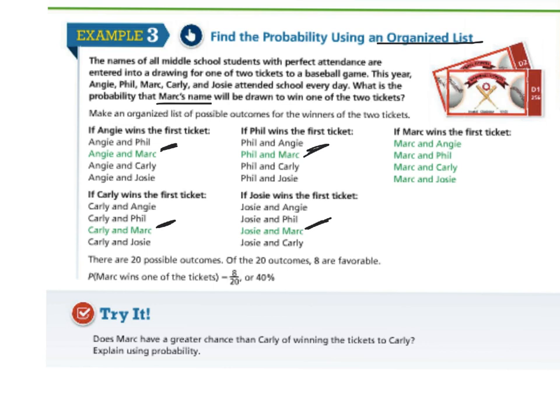But that's if Mark is picked for the second ticket and Angie, Carly, Phil, or Josie are picked for the first ticket. But if Mark is picked for the first ticket, like that right here, then all 4 of these outcomes include him as one of the winners, which means there are 8 favorable outcomes out of the 20 possible outcomes, which is 40%.